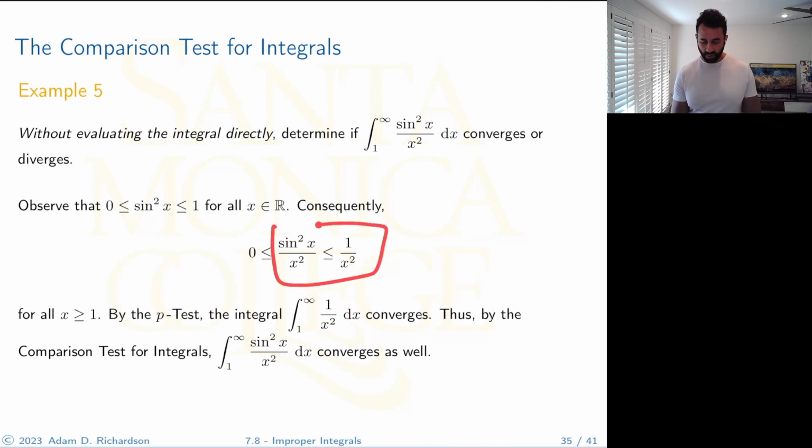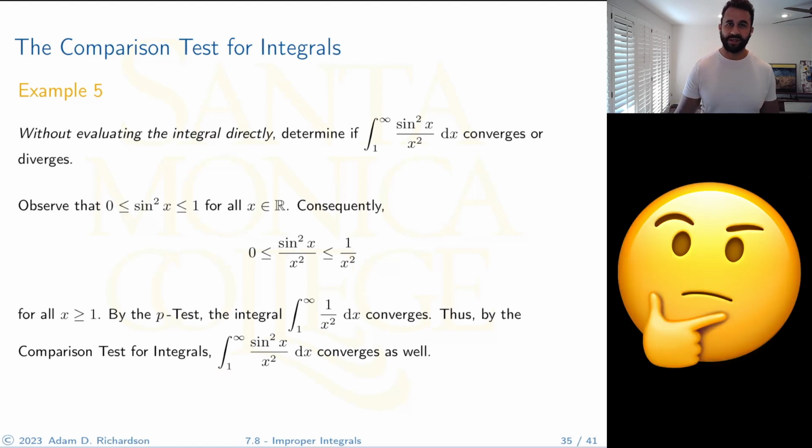So we have an order relationship: this function dominates this function, and the integral of this function converges. So by the comparison test, the integral of this function must also converge, and that is the result. That's the conclusion. All right, so think about that argument for just a minute again, all right? Ponder it for a minute, and we're going to do another example.